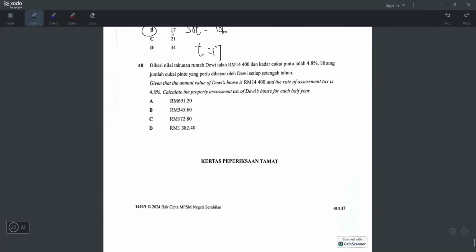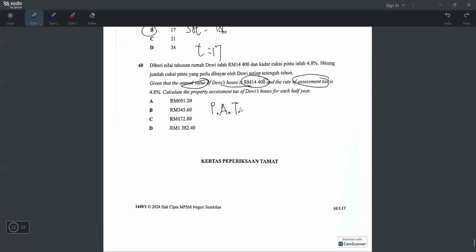Okay, finally, we are at the last question. Question number 40. Let's finish it. Given that the annual value of David's house is 14400 and the rate of assessment tax is 4.8%. I will stop here and tell you which chapter. This is which chapter? The tax chapter, and it's Cukai Pintu, under property assessment tax. So you need to know the formula to find property assessment tax. If not, you cannot do this question.